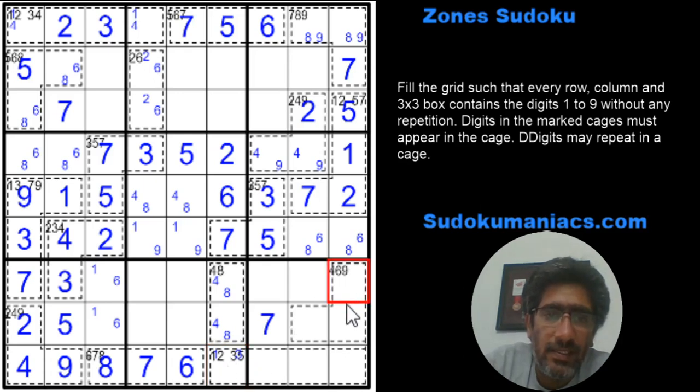3. This 3 cell cage has 4, 6, and 9. So this 1, 3 cannot be here. So whichever digit comes here will be part of row 7 in box 9. Right? But with this 3 already being there in box 7, I can't have a 3 here. So 3 will be locked in row 9 of box 9. So this will be a 1. And that's a 2 by classic rules, 5 and a 3. And that leaves me 1 and 8.